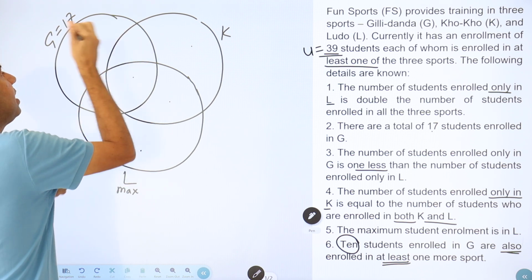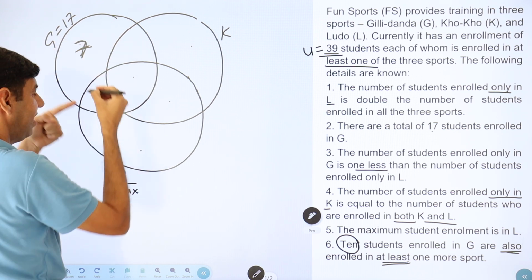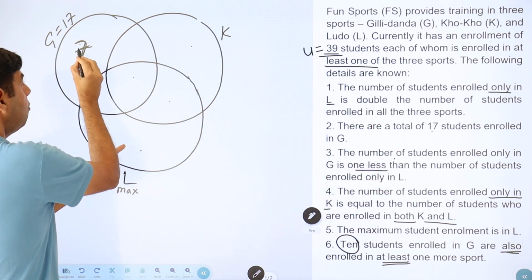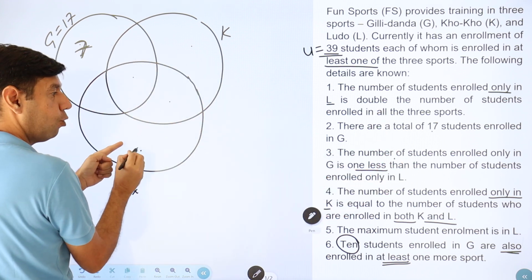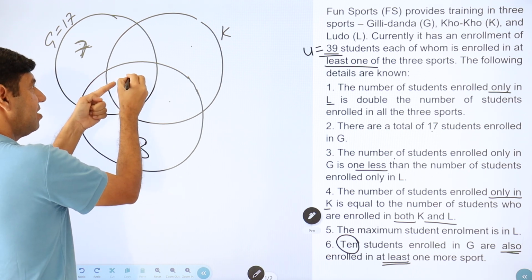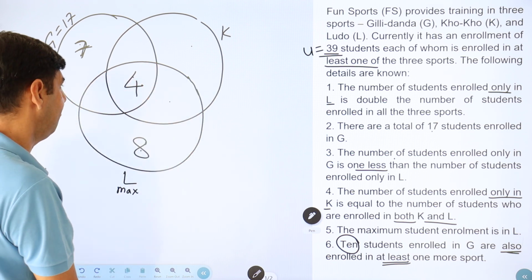So 10 are going to be here. So that means this is 7. And now that you know this is 7, this is going to be 8 as per the third one. Only in G is 1 less than only in L. So this becomes 8. If this is 8, this is double of this, so this becomes 4. See how quickly things could unravel, right?